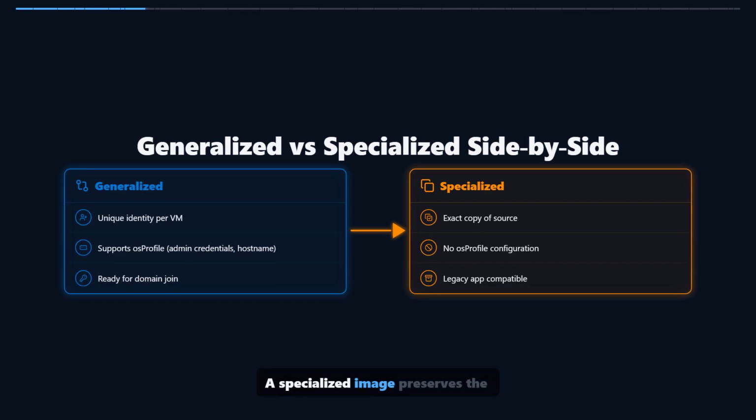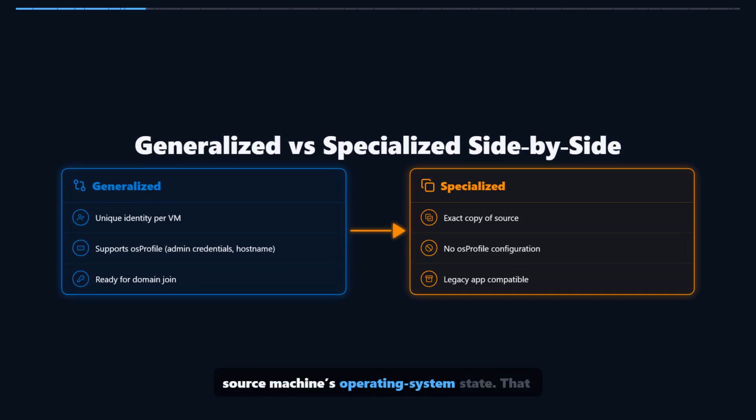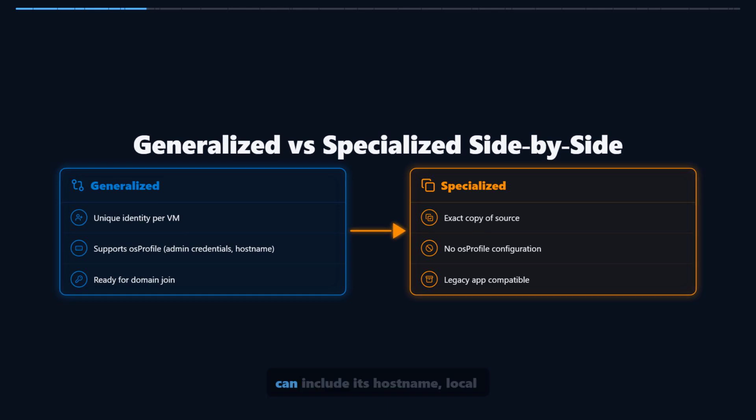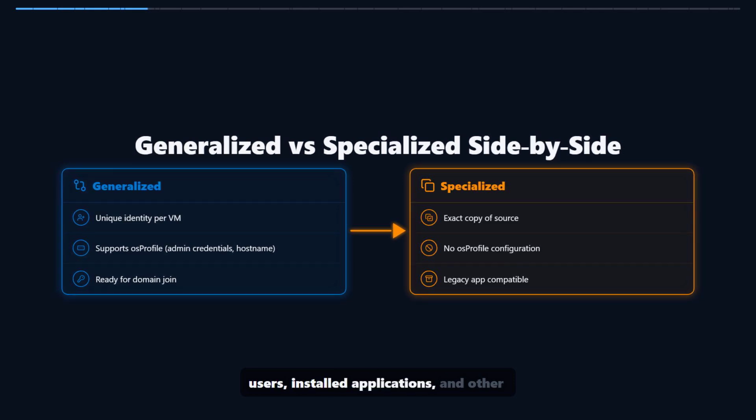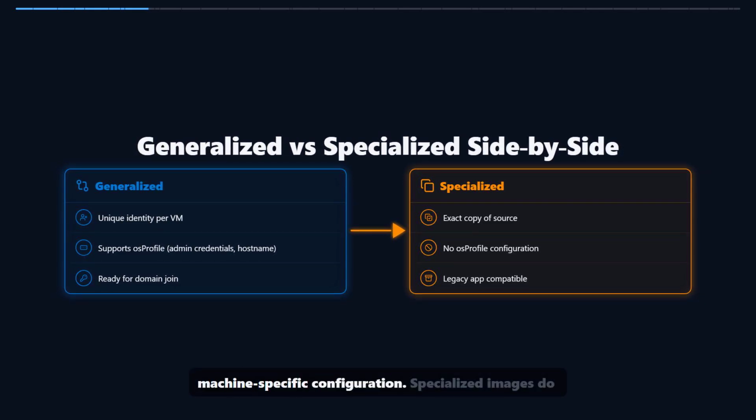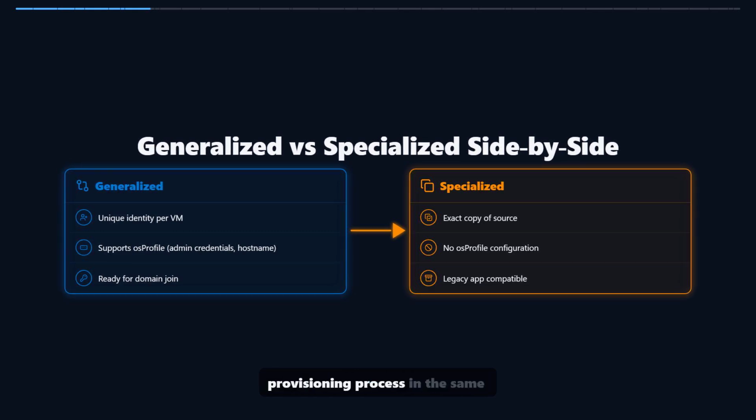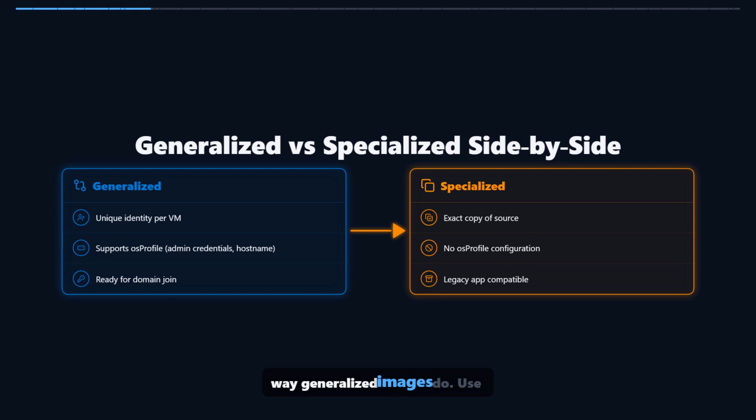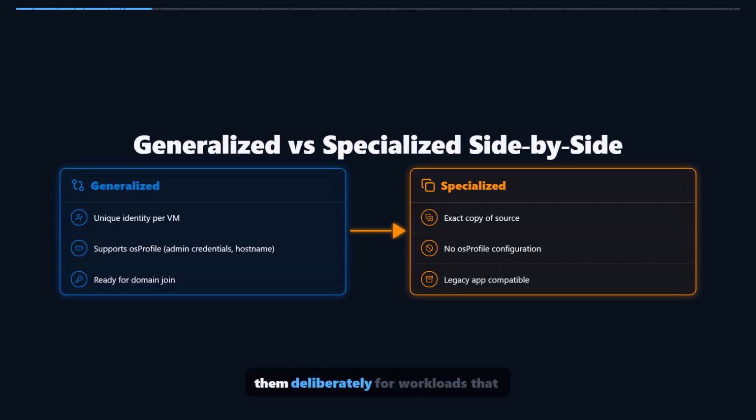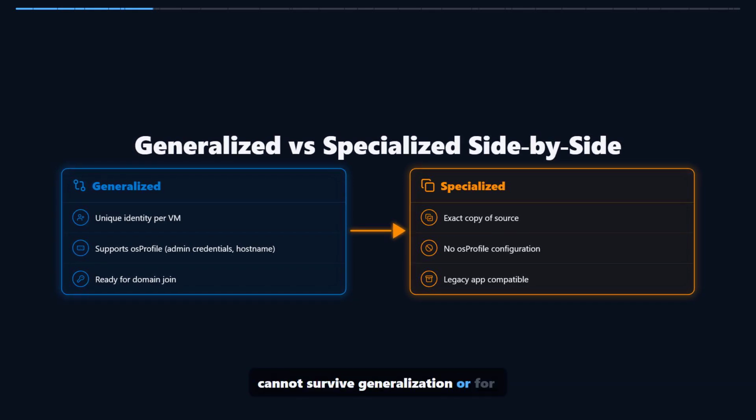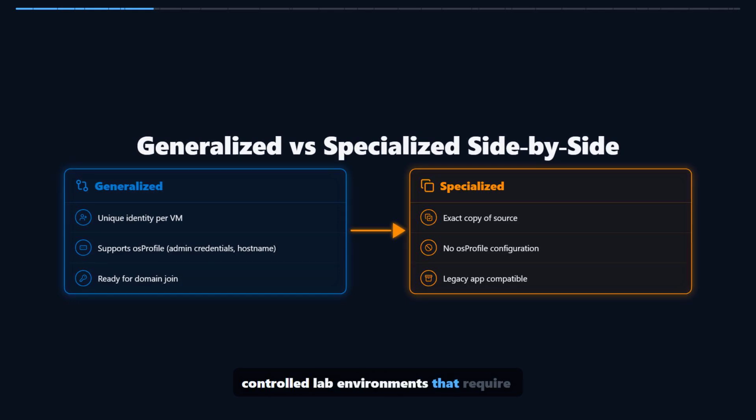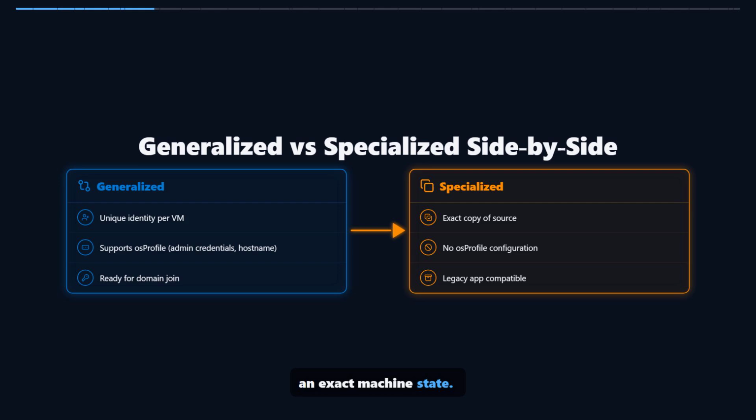A specialized image preserves the source machine's operating system state. That can include its hostname, local users, installed applications, and other machine-specific configuration. Specialized images do not use the standard OS profile provisioning process in the same way generalized images do. Use them deliberately for workloads that cannot survive generalization or for controlled lab environments that require an exact machine state.